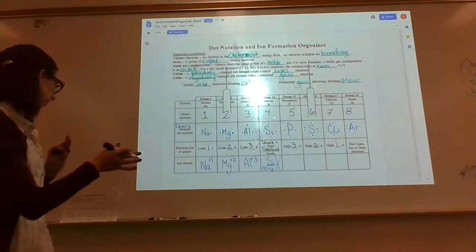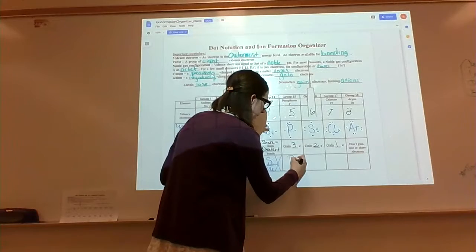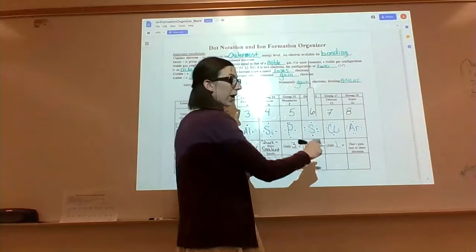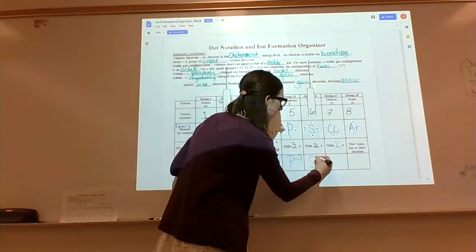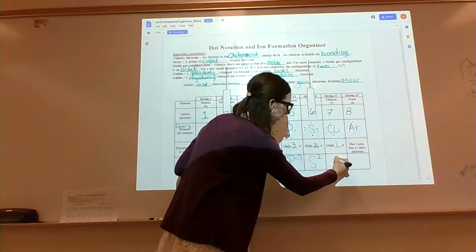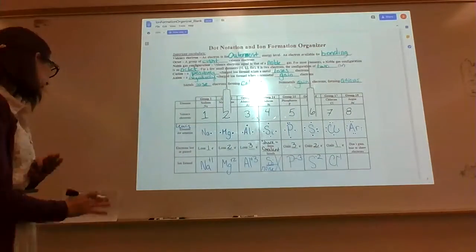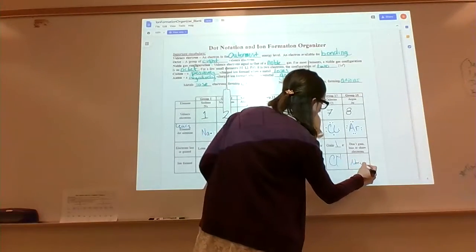For phosphorus, anything in that group 15, so P -3, that -3. It's going to gain 3. Now it has more electrons. So you're going to have sulfur, S -2. Chlorine is going to gain 1, Cl -1. And then for the noble gas, there's nothing. So that one's none also. So it's not going to have an ion.